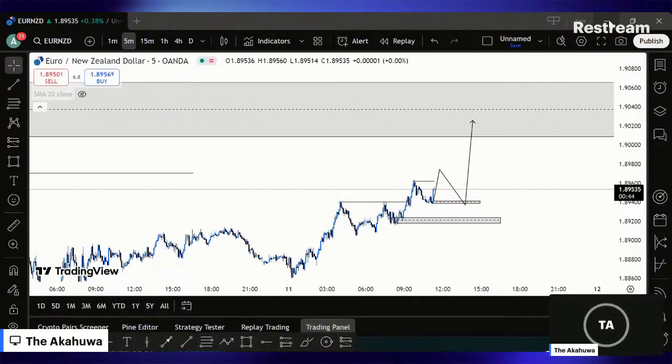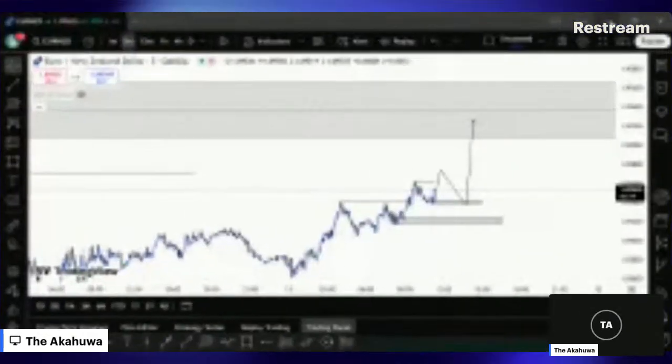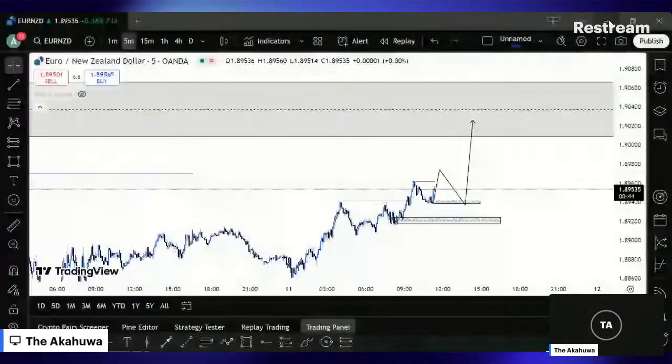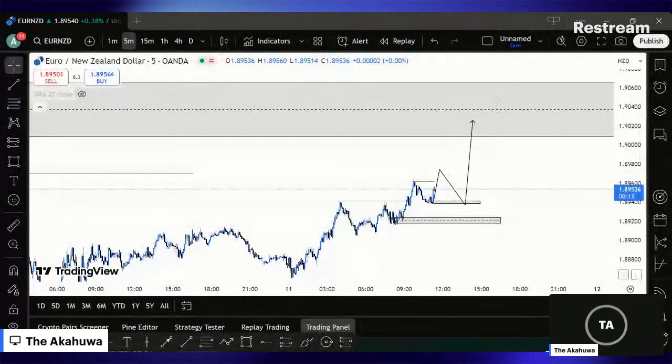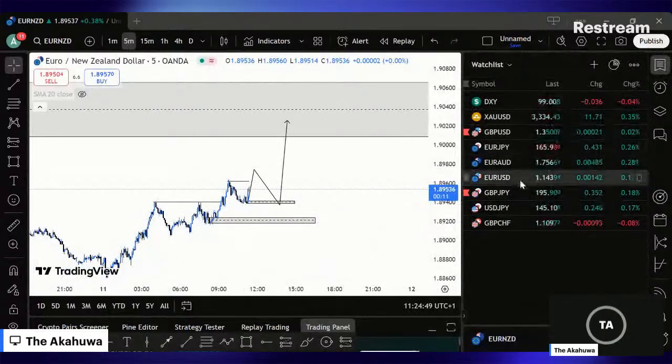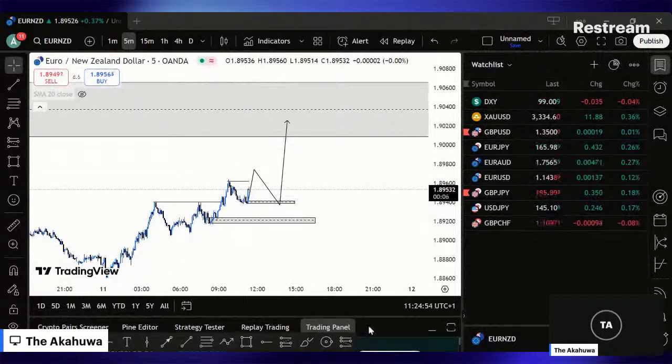Okay, Euro JPY. Euro JPY, then we'll call it a day. I will go back to that Euro USD and release the coordinates. Sorry, USD JPY.